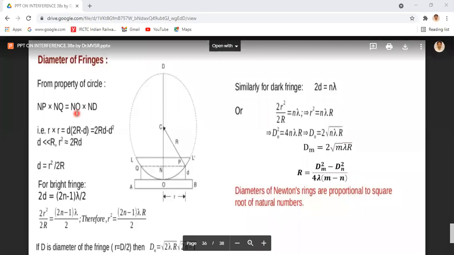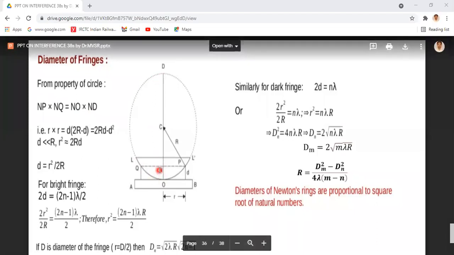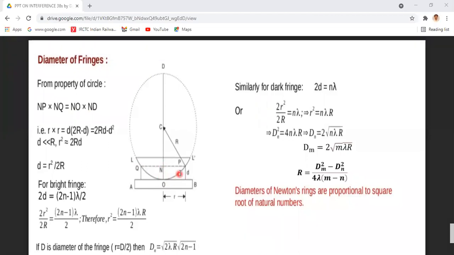r into r is equal to NO into ND. NO is parallel to this, and it is the thickness of this curved air film, d. In some other textbooks it is also replaced with t.